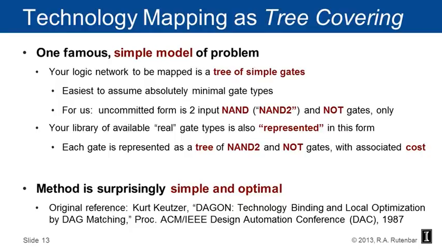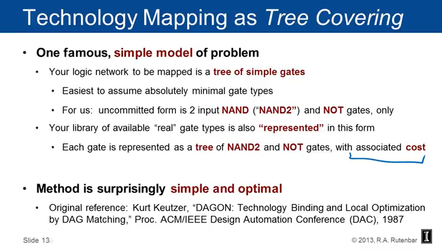And your library, your technology library, your standard cell library of real gates, is also represented in this same form, trees of simple gates. Each gate represented as NAND2s and NOTs. And now there's an associated cost, so we can say something about the quality of the overall mapping by adding the cost of all the gates that we use. What's interesting is that the method is surprisingly simple as an algorithm and even optimal, which is to say, once you have your problem mapped into this trees, gates, cost form, you actually get an exact and optimal answer. And I have to say that that's actually a pretty rare thing in the VLSI CAD business, to have any algorithm that actually gets a best possible answer in a surprisingly simple form in a surprisingly efficient algorithm.